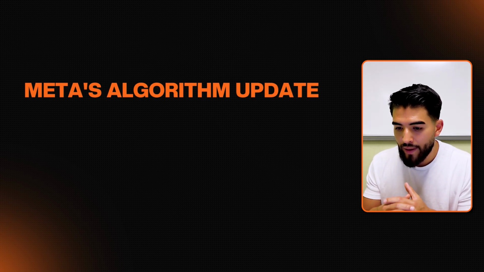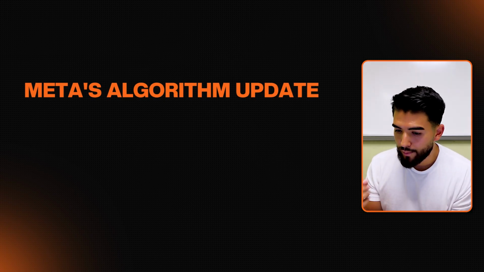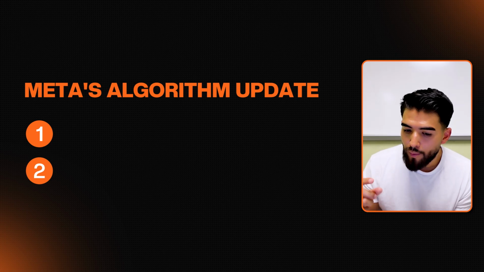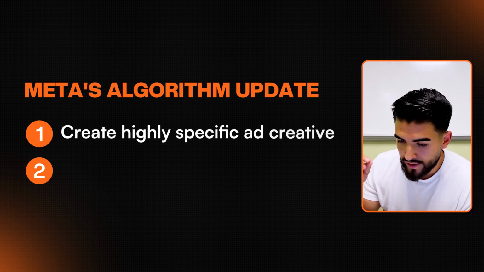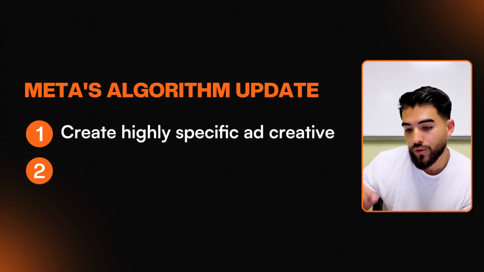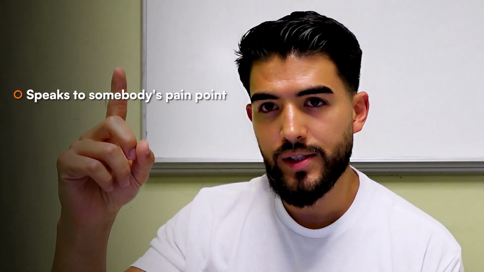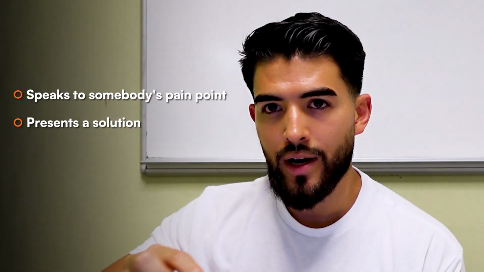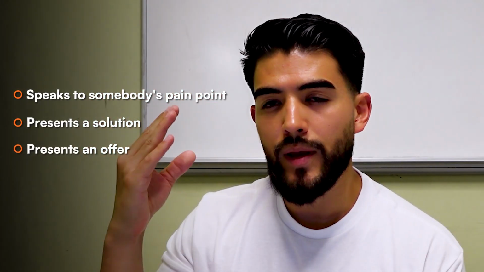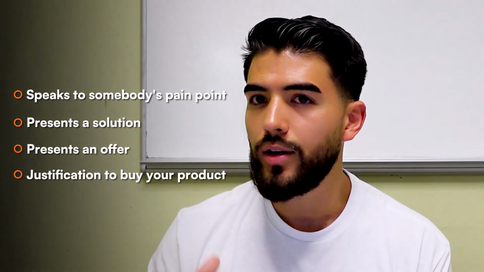If you distill the algorithmic update to make advertisers' lives better and get the performance they're needing, it comes down to two main things. Create content that's specific so Facebook ads can reach the right person. Before, as I mentioned, you were doing the targeting. Now your content is doing the targeting. So if you can have a really drilled in piece of creative that speaks to somebody's pain point, presents a solution, and then presents an offer and gives people a justification to buy your product, you will win.